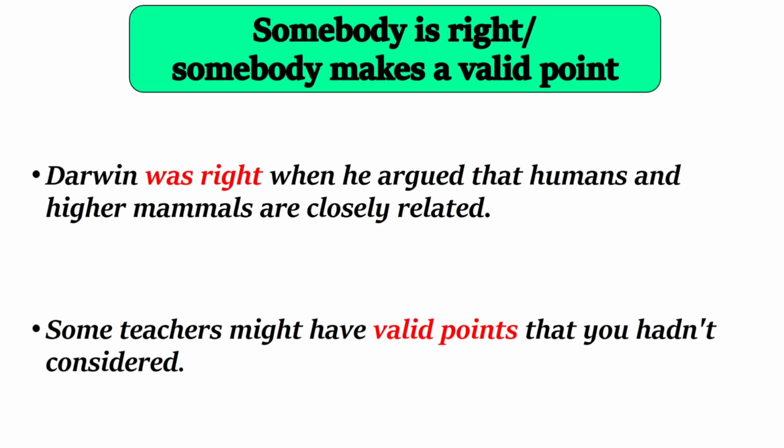6. Somebody is right. Darwin was right when he argued that humans and higher mammals are closely related. The other phrase for this is, somebody makes a valid point. Example. Some teachers might have valid points that you hadn't considered.